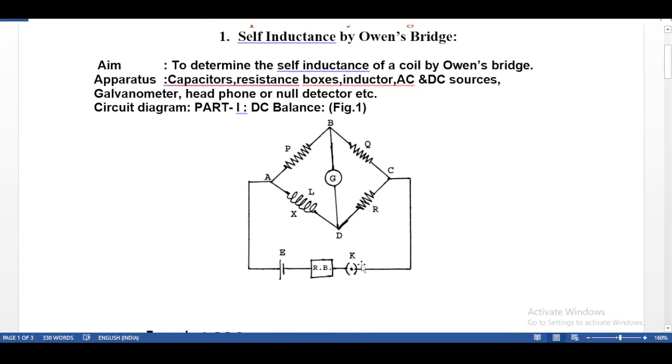Why is it called a DC balance? Because we are using here a DC source, this battery having EMF E, and the table galvanometer Z. It is contributing to the DC balance.